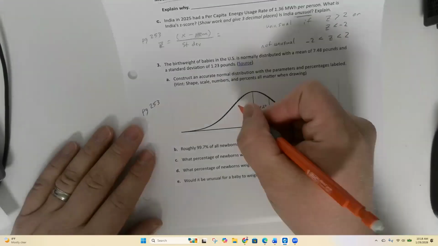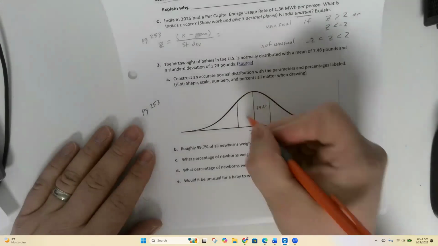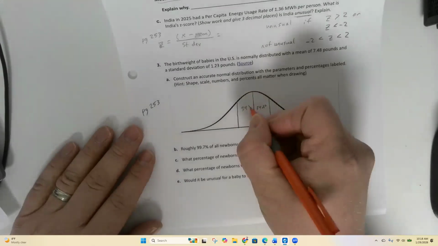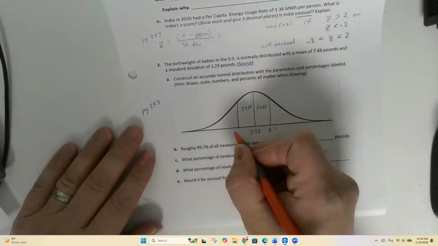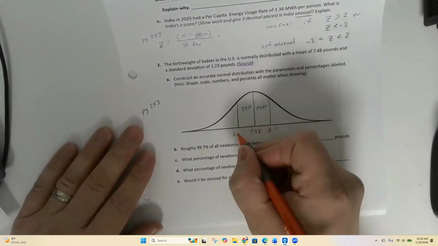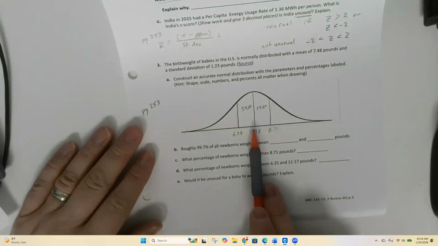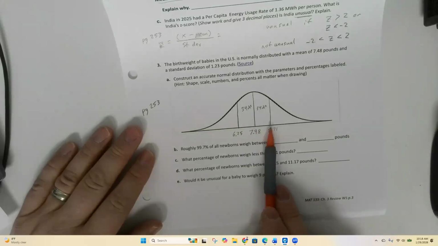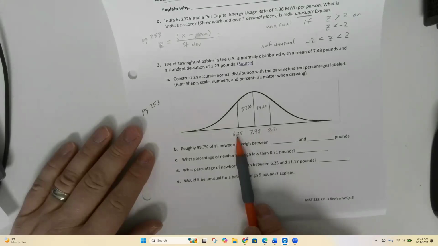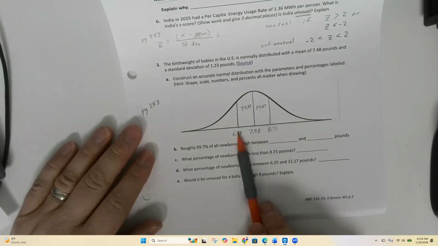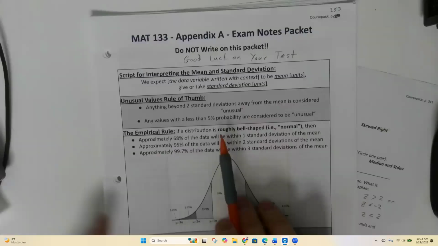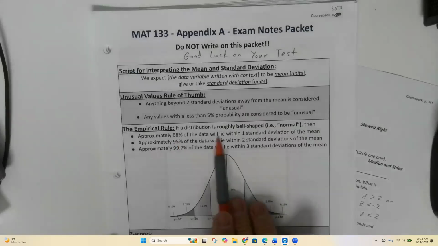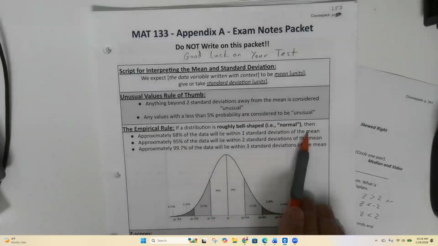We'll also subtract 1 standard deviation, and that'll also be 34% this way. So when I subtract 1.23, I get 6.25, okay? So in between these two is a total of 68. 34 plus 34 is 68. And that's what this is saying right here. Approximately 68% of the data lies within 1 standard deviation of the mean.